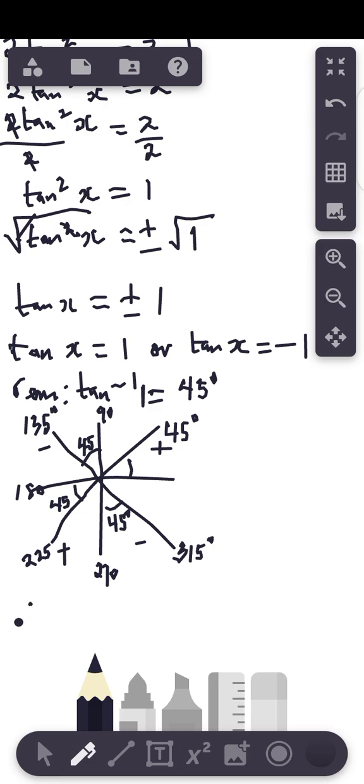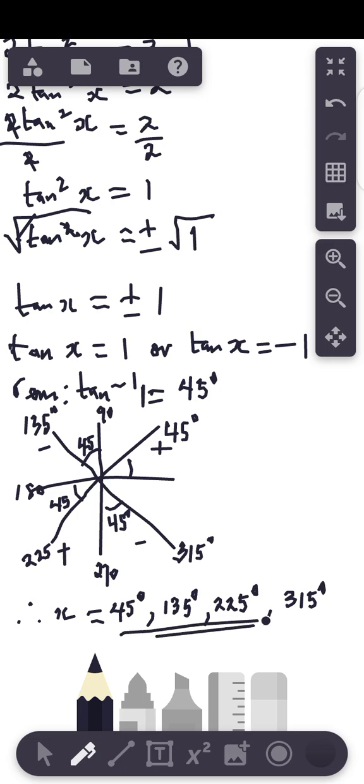Then we can say the possible values of x are 45 in the first quadrant, 135 in the second quadrant, 225 in the third quadrant, and 315 in the fourth quadrant. Those are the possible values of x. Thank you.